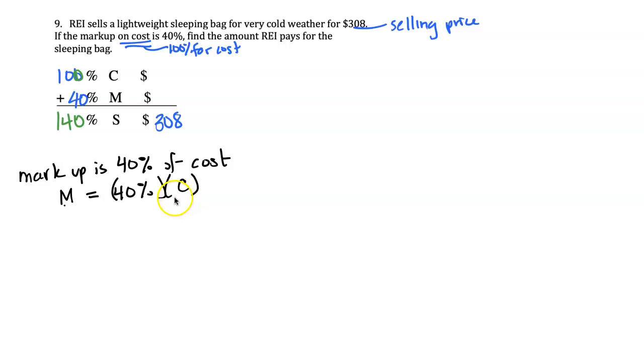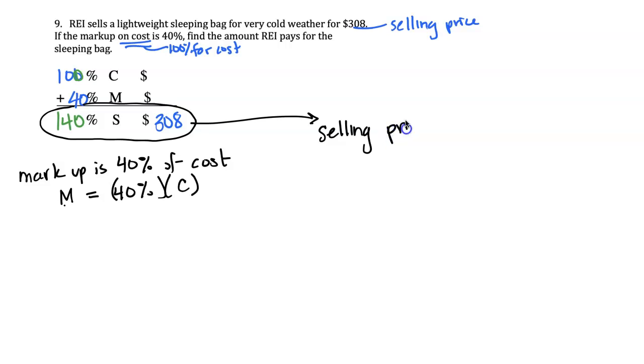What I am going to do then is go back and try to find a row that is completely filled in. This bottom row makes the sentence, selling price is 140% of cost. Once they tell us that the markup is on cost, all of these percentages are on cost.